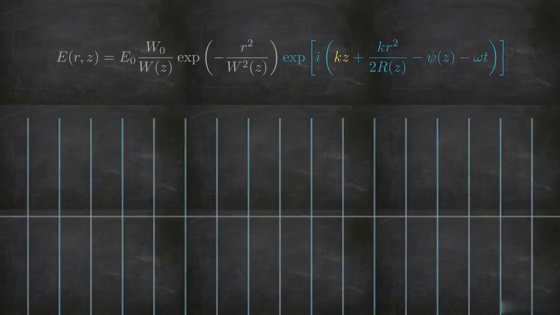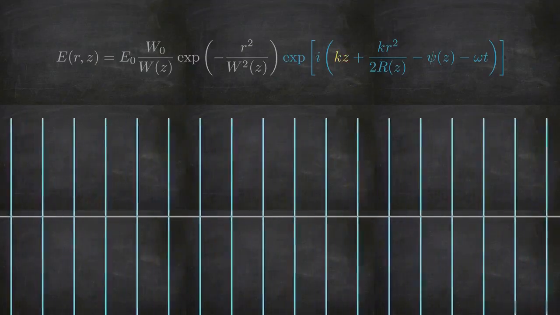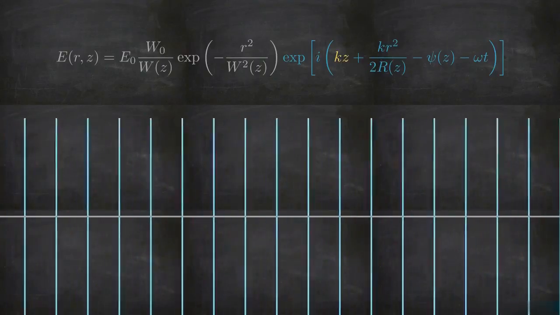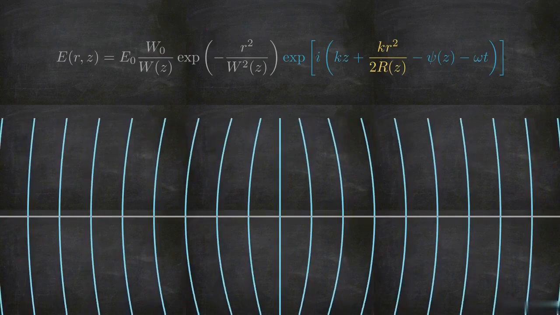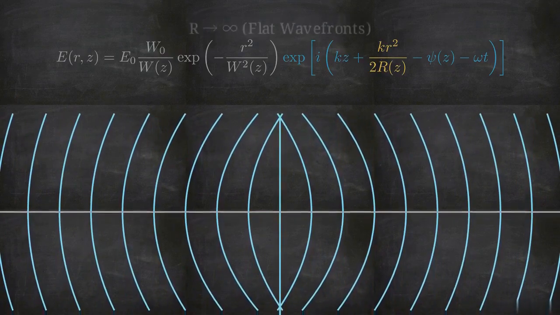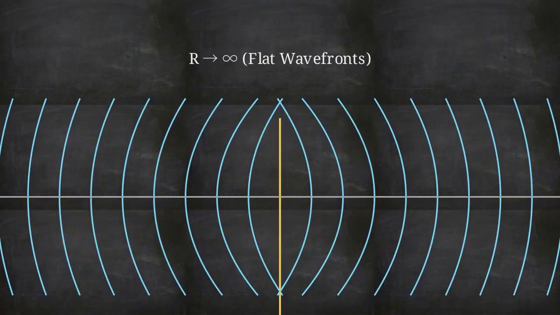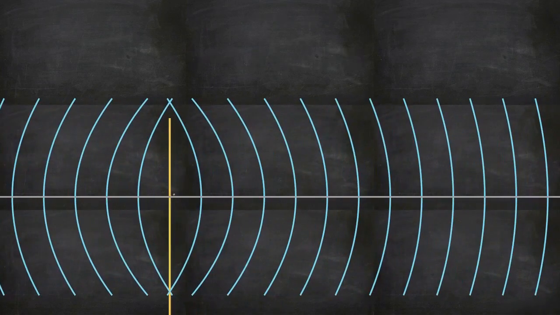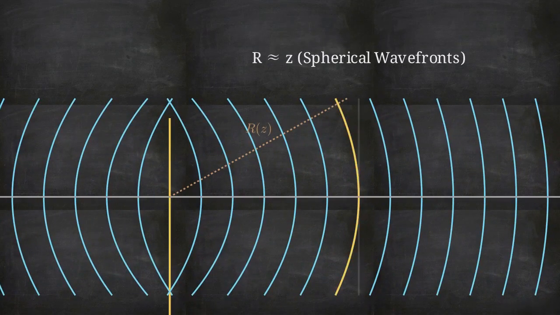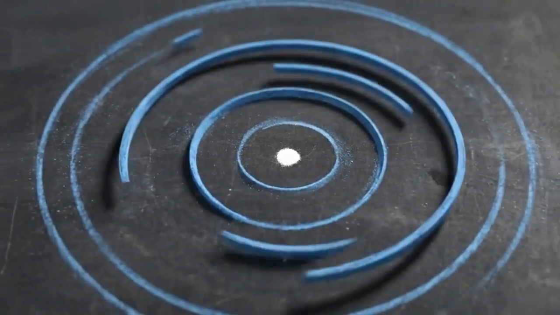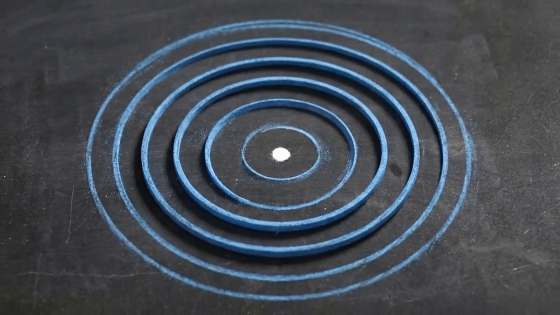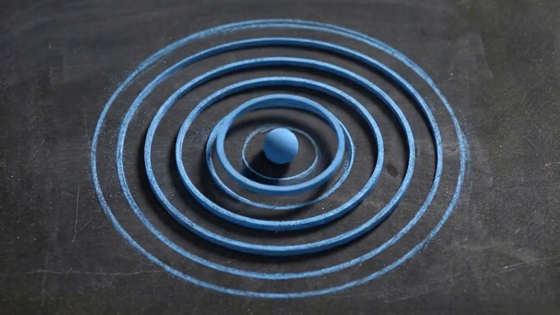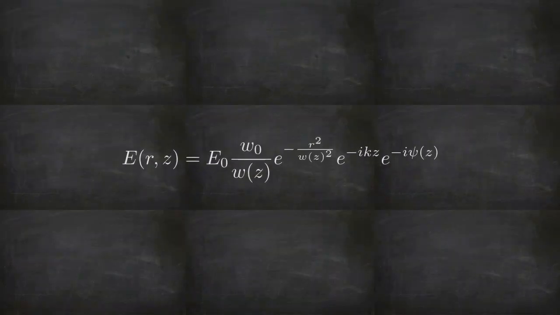The first term, kz, represents ordinary propagation, the same phase advancement you would see in a simple plane wave. The radial phase term is controlled by the radius of curvature. At the waist, this radius is infinite, creating perfectly flat wavefronts. As we move into the far field, the radius of curvature matches the distance from the focus, generating spherical curves. In this far-field region, the beam behaves like a spherical wave spreading from a point source located at the waist. The final term is the Gouy phase shift, governed by an inverse tangent function.